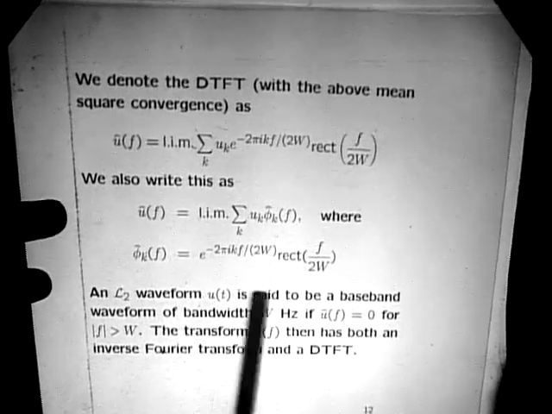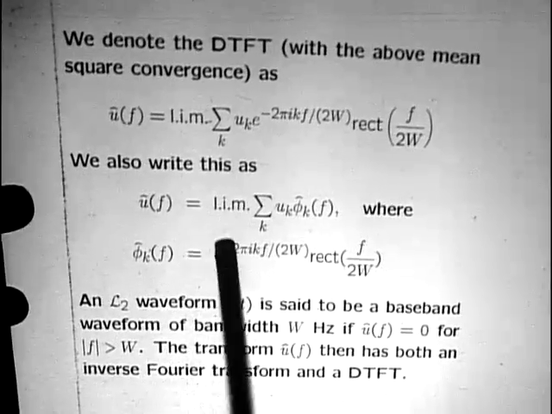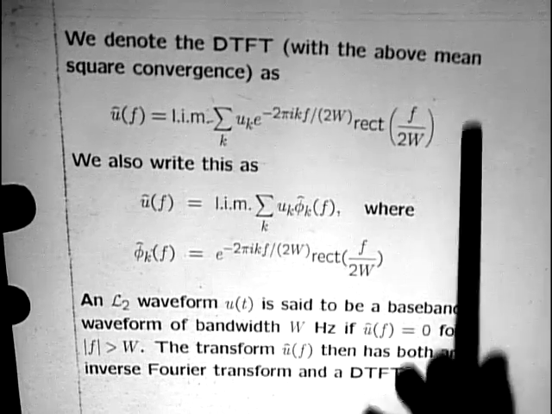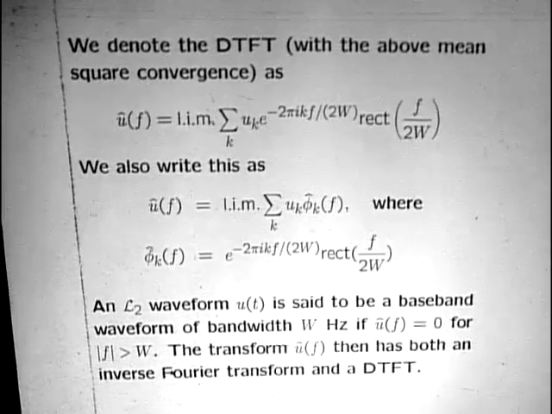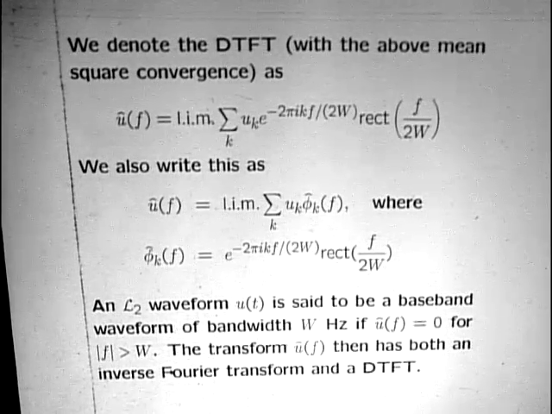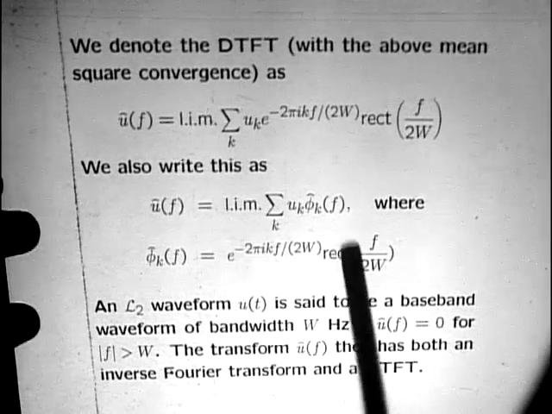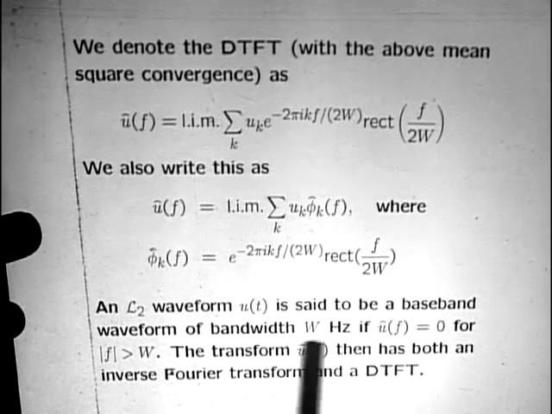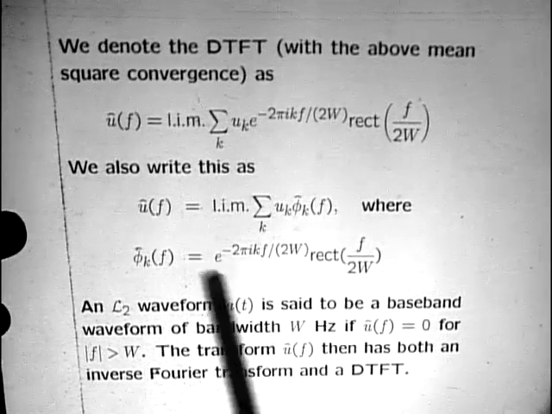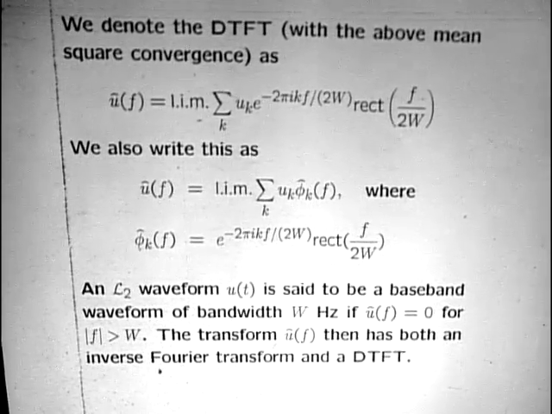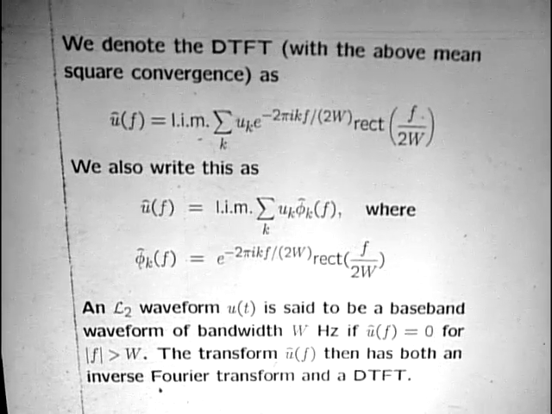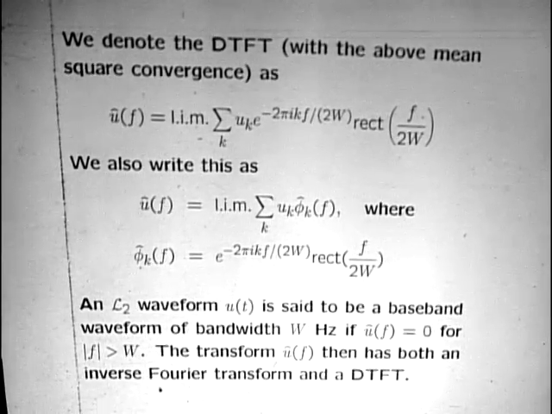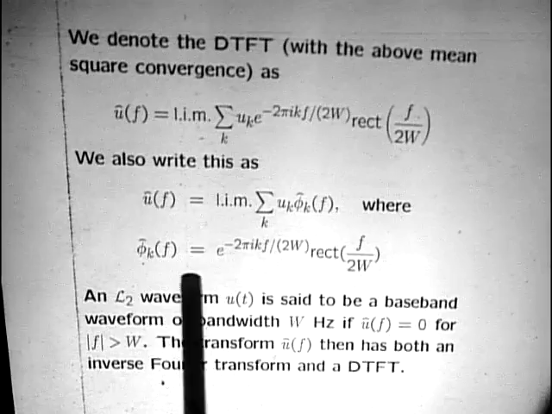Okay, so we're going to write this also as the limit in the mean of the sum over k of u of k. We're going to glop all of this together. This is just some function of k and a frequency. So we're going to call that phi sub k of f, a waveform, and the waveform is this. What happens if you look at the relationship between phi k of f and phi k prime of f? Namely, if you look at two different functions.